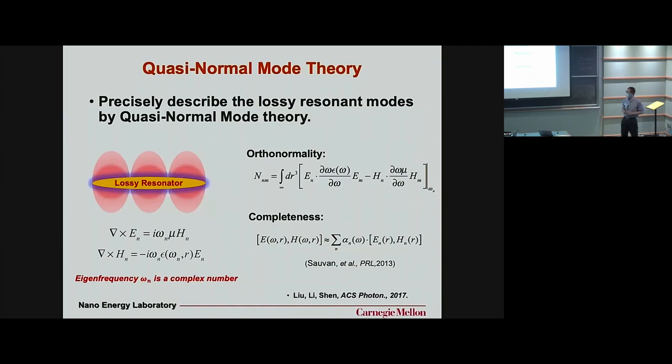resonator. But if we have a lossy resonator, for example, a plasmonic structure, we know it's lossy, the eigenvalue of the Maxwell equation, here this eigenfrequency omega n, essentially is a complex number, in which the real part is the oscillating frequency of this mode, whereas the imaginary part represents the quality factor or the lifetime of this corresponding mode.